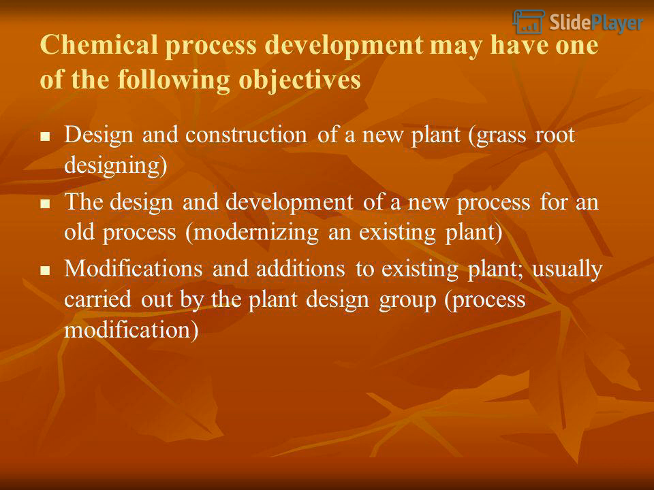483-533. Chemical process development may have one of the following objectives. Design and construction of a new plant, grassroots designing. The design and development of a new process for an old process, modernizing an existing plant. Modifications and additions to existing plant, usually carried out by the plant design group, process modification.